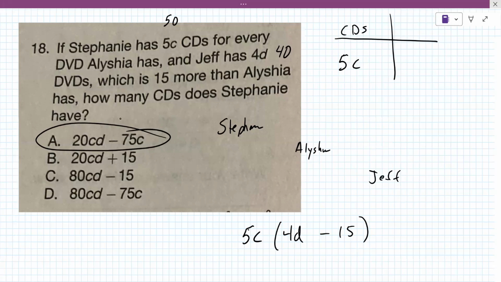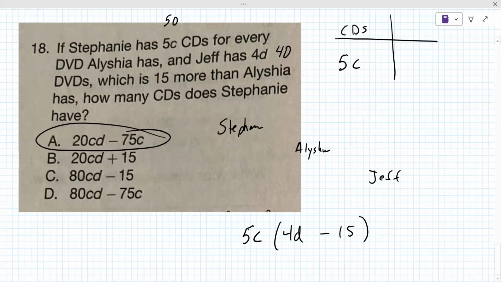I meant to say B. I thought it was going to be one of the answers with 15 on the end, because I thought we were going to be doing something with the 15. It does, but we're combining it with the 5C. How do we know how to do that though? Well, read the question.